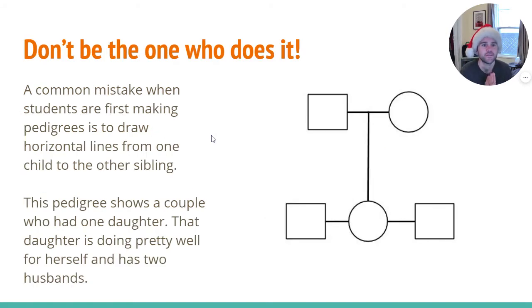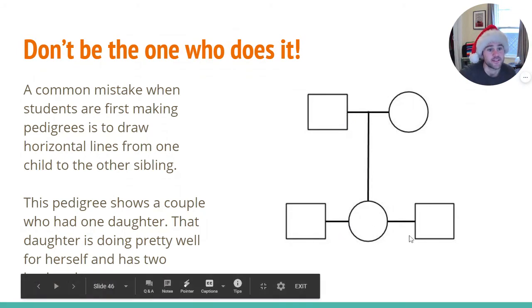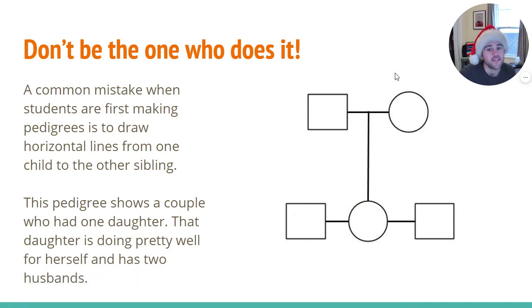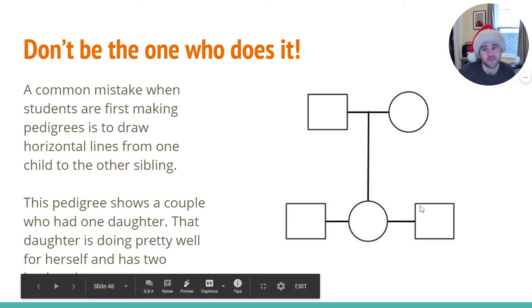Now, every year kids always do this. They draw it down and connection, trying to draw siblings. This is not siblings. This is not a couple who had 2 sons and a daughter. This pedigree shows a couple who had 1 daughter, and she's doing really well for herself. She has 2 husbands. She's doing great. But this doesn't show 3 siblings. This shows 1 child from these parents and her 2 husbands.